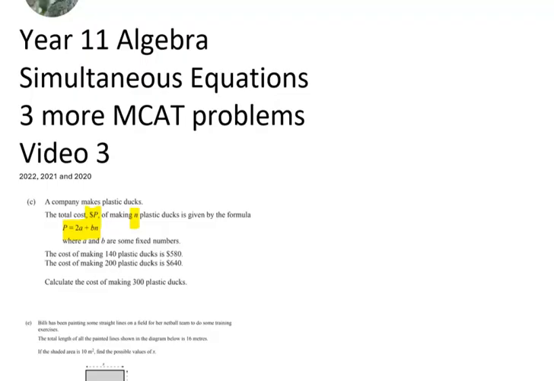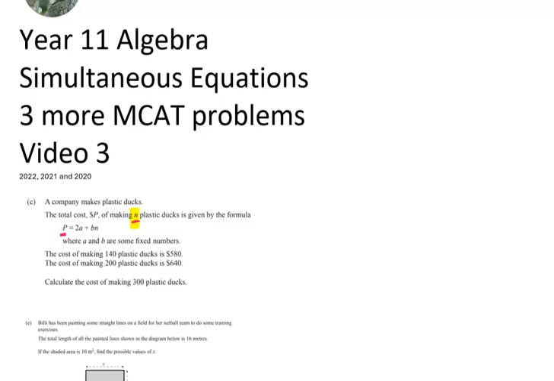So I think this is the hardest part of this question, is that it feels like we have a lot of variables, right? We've got the total cost P and we've got N plastic ducks in here. And that's really important that we understand that part of it. And A and B are some fixed numbers.